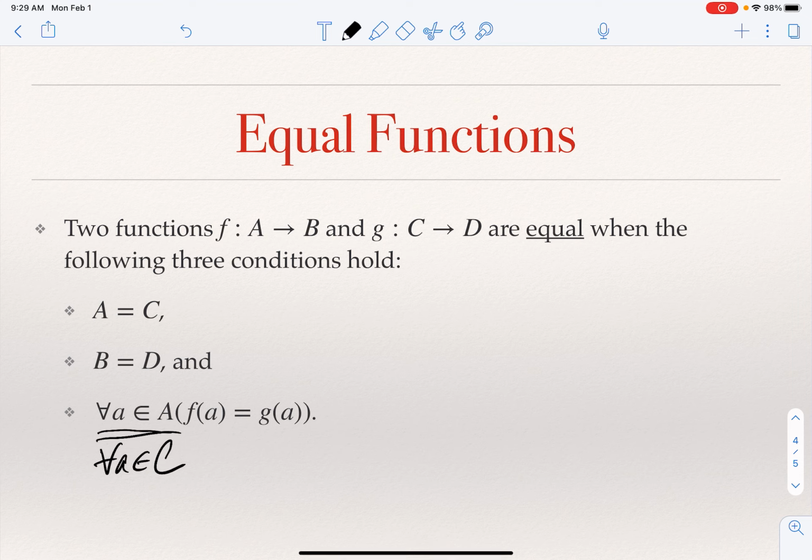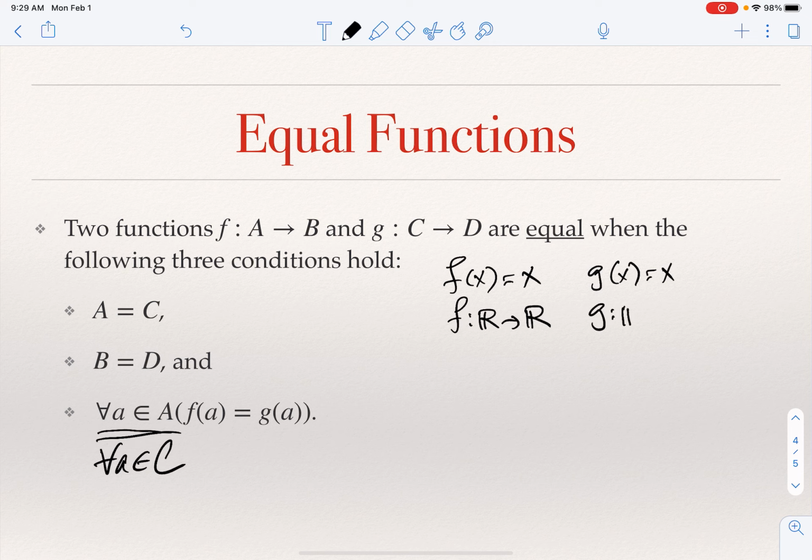Now, here are two examples of functions that are equal. f of x equals x, g of x equals x, and think that I, for example, have both of them from R to R, from the reals to the reals. These two are equal functions. Of course, these are trivially equal functions. It's just the same function. I wrote it there, right?